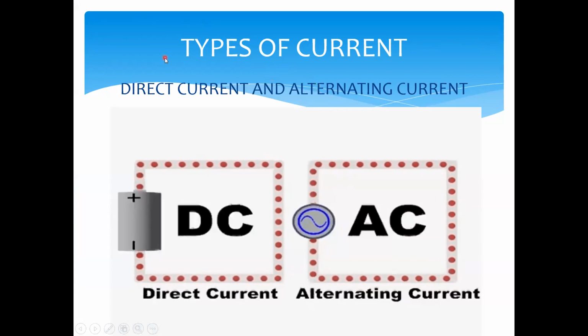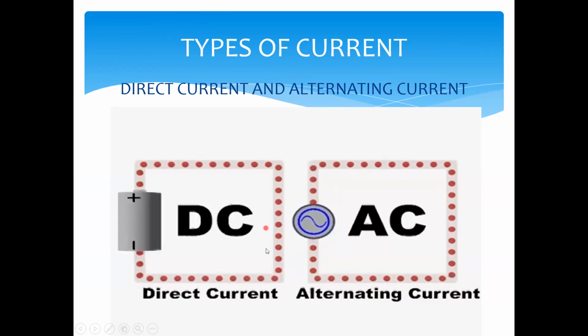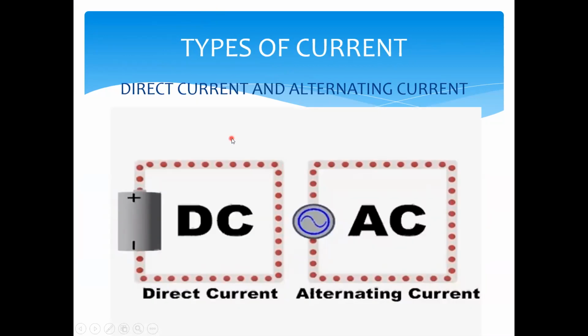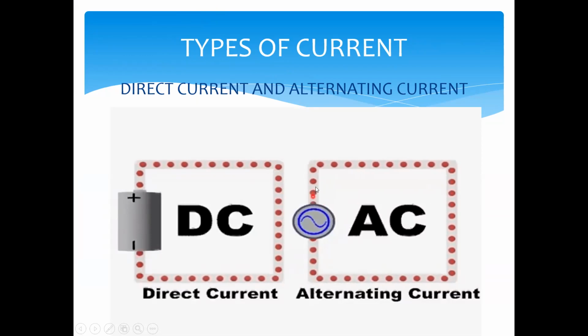Then there are two types of the current. Current can be an AC, an alternating current, or it can be a DC. What is a DC or a direct current? When the charges actually move from one place to another and they transfer the electrical energy, we call that DC. Whereas when charges just vibrate and they transfer the electrical energy, we call that AC.